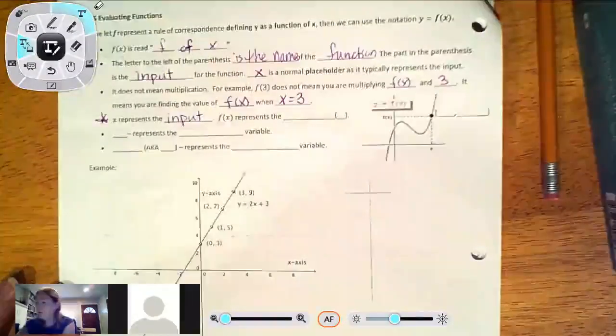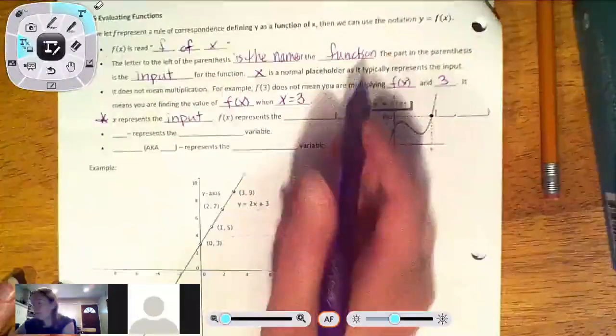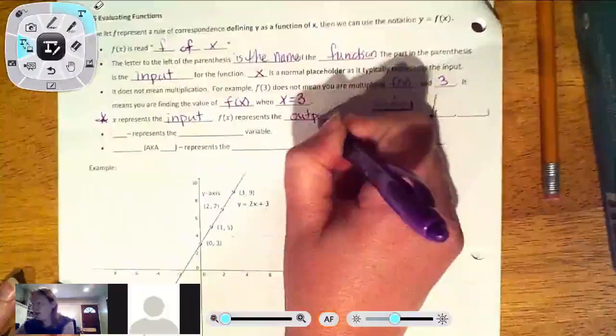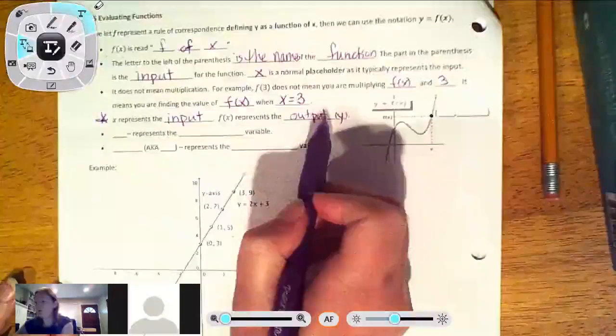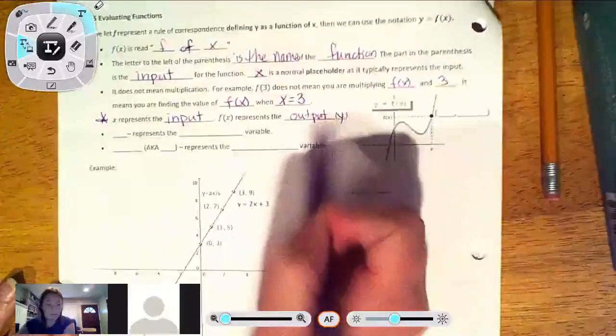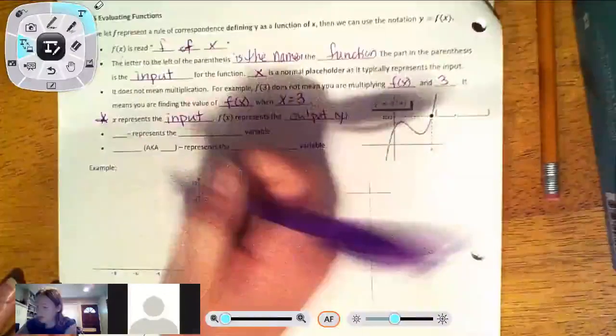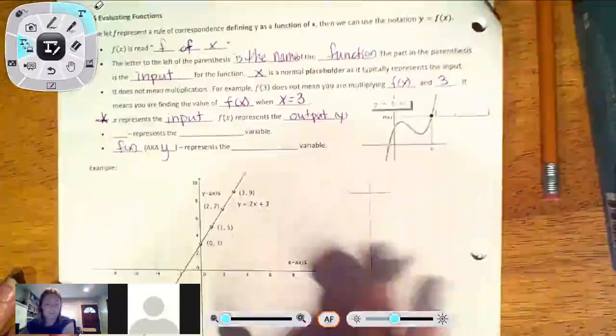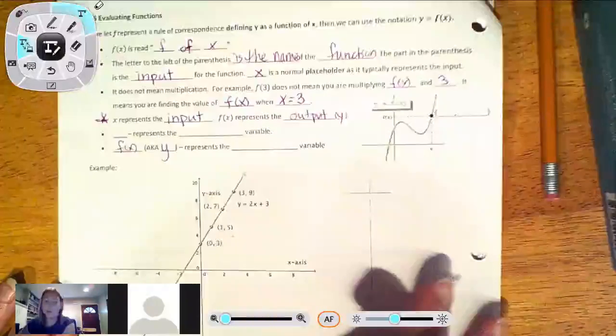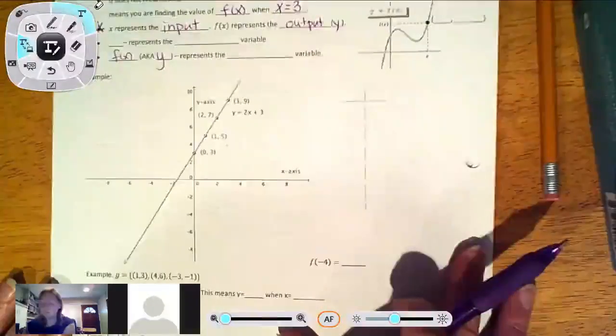And then the f of x represents the output. So f of x is the same thing as, once you put in your input, the value you get out is your output, your y. So again, f of x is the same thing as saying y. I won't worry about the other two blanks because it's not that important to this class.